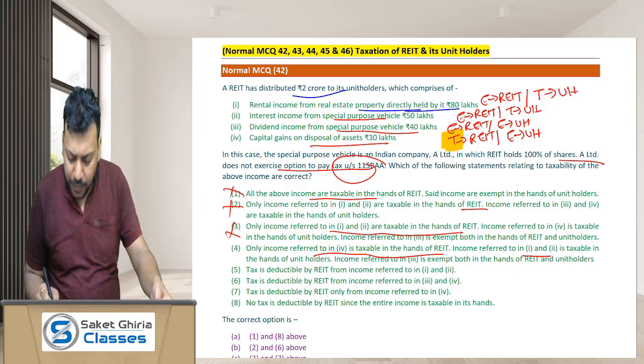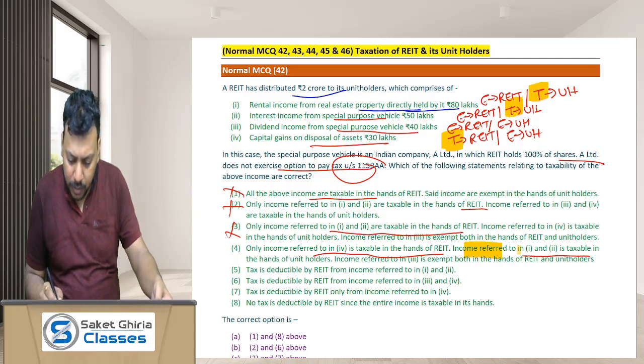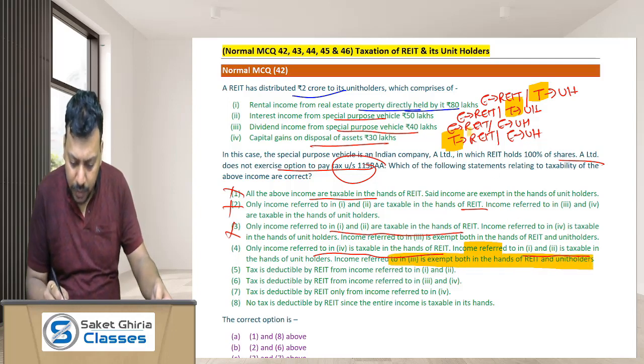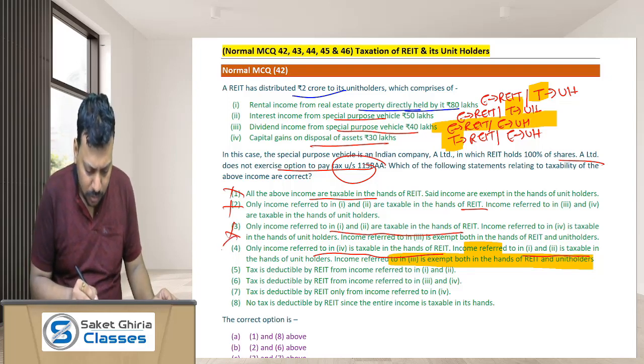Okay. Income referred to in 1 and 2 is taxable in the hands of unit holders. Income referred to in 3 is exempt in both cases. Wow. So the correct option is 4.